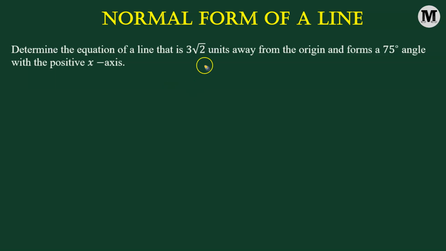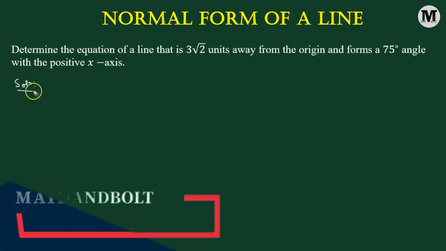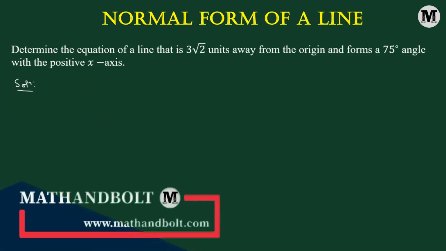Determine the equation of a line that is 3 times square root of 2 units away from the origin, and it forms a 75-degree angle with the positive x-axis. Okay, let us begin. So here, let's try to understand the problem graphically first.